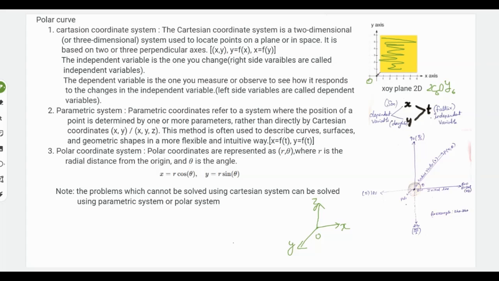Why are these systems being used? The problems which we cannot solve mathematically, we go with the graphical method. Here, if the problem is not solved by the Cartesian coordinate system, we will go with the parametric coordinate system. Even if the problem is not solved in the parametric system, we'll go for the polar coordinate system. So basically, these polar curves or polar systems are used to simplify complex problems into simple methods.